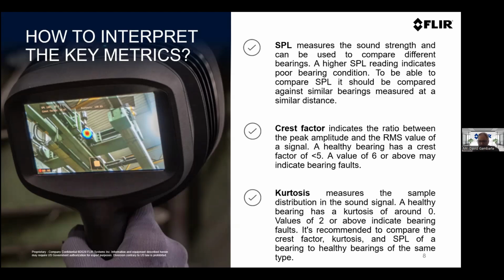It's recommended to compare the crest factor, kurtosis, and SPL of a bearing to healthy bearings of the same type. So basically, when you have all the data from a potential fault, it is recommended to compare it with healthy bearings in order to understand the conditions of this specific bearing fault.